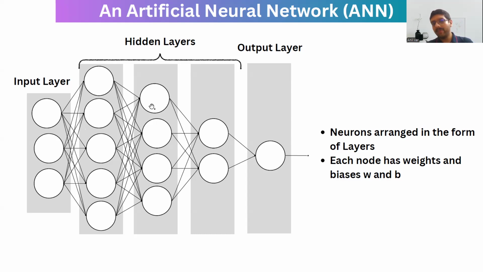The next layer could be something else. You could have a different kind of activation function depending on the problem, but all the nodes in that layer would typically use the same activation function.